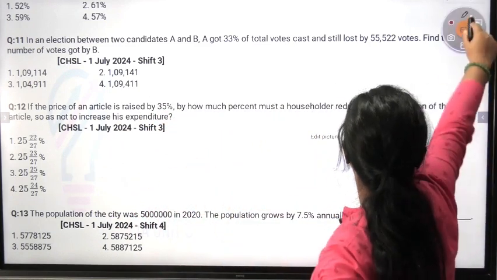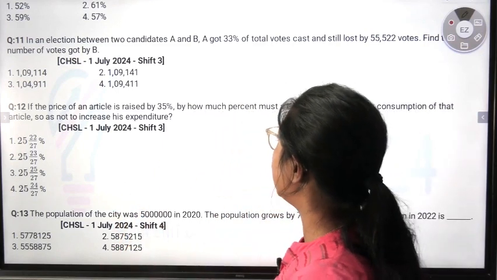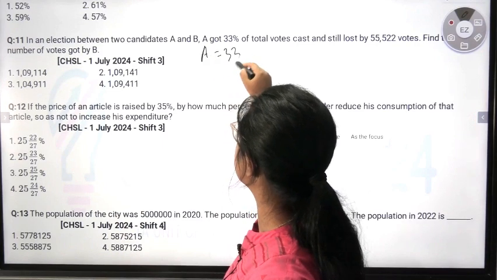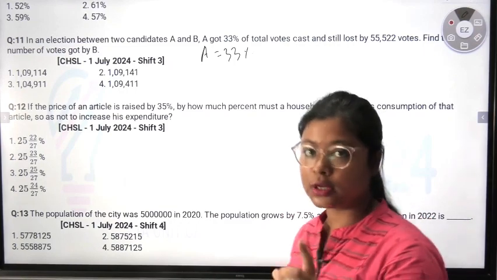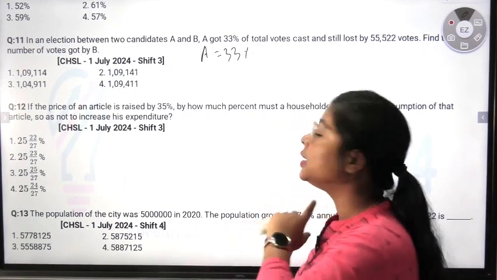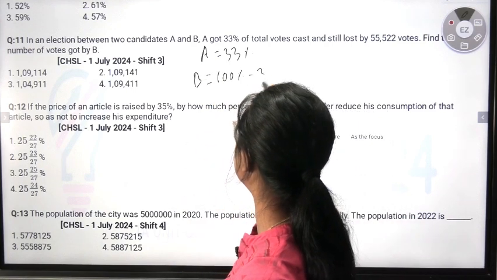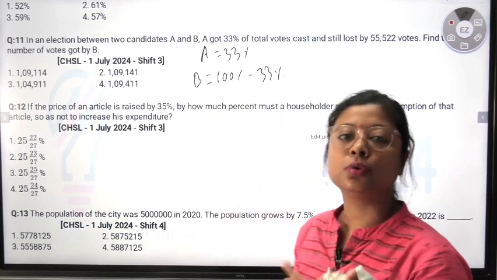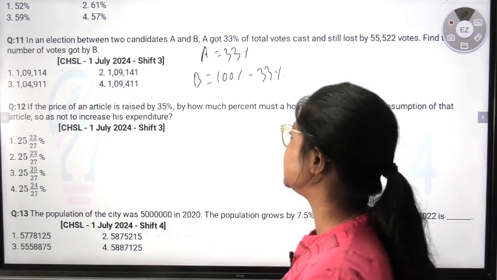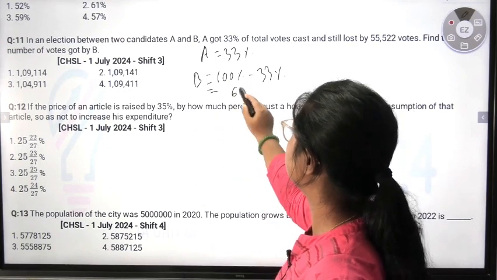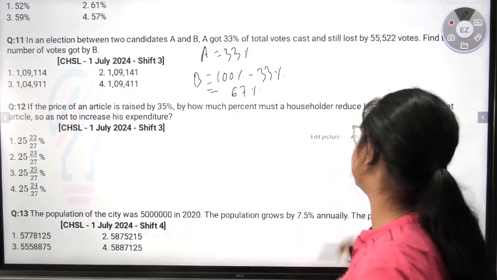Okay, so let's do it. There are two candidates in an election, A and B, and A got 33% of the vote. If my total vote is 100, then A will get 33 votes. Then how much would B get? B would get 100% minus 33%, because I have considered my total votes to be 100%. So B will get 67% of the vote. A got 33% and B got 67%.